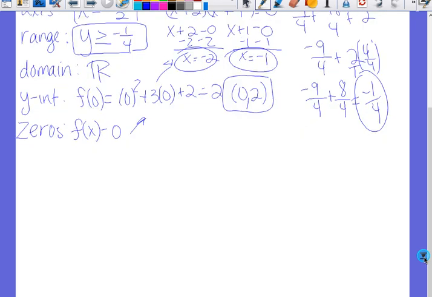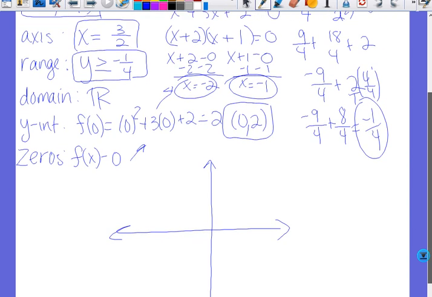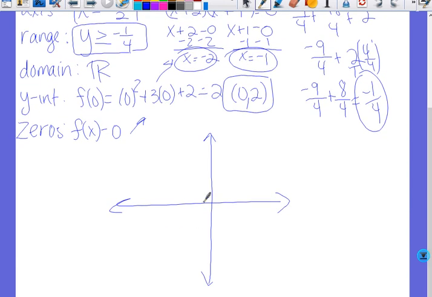To graph. Let me get my X and Y axis going on here. First thing first, I start with my vertex, which is negative 3 halves and negative 1/4. Negative 3 halves is really negative 1 1/2. So that's about right here. And if I have a 1 here, it's probably like right here. Then I go to my solutions, my zeros, which is negative 2 and negative 1.